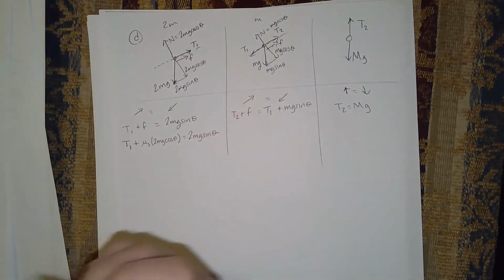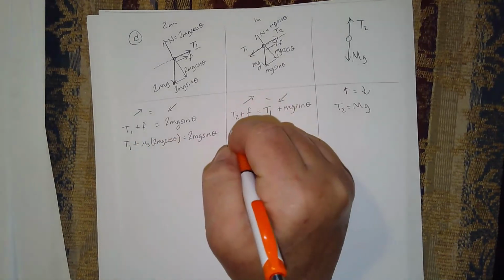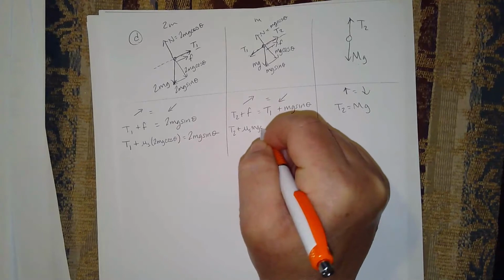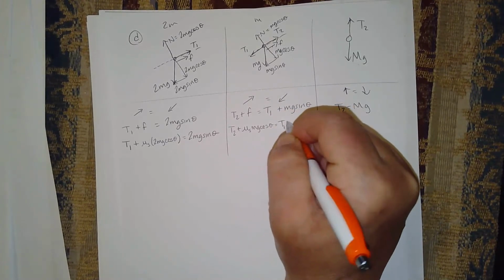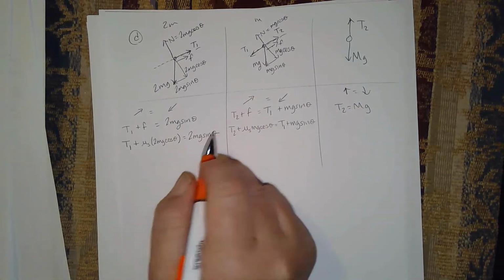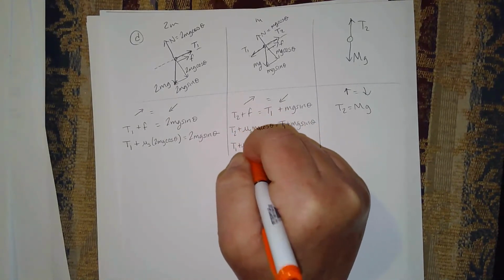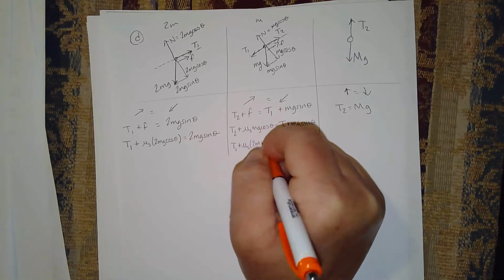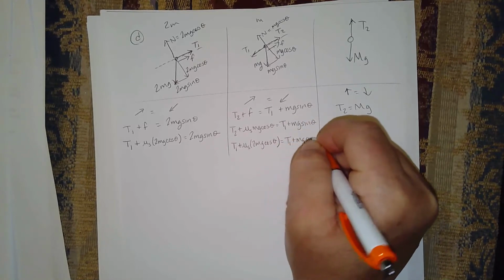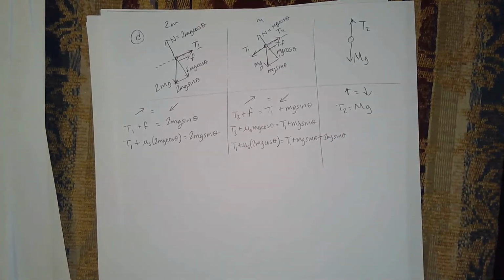Okay, this is going to give me something to do with T1. So I'm going to rewrite this one. I've got T2 plus mu static times mg cosine theta is equal to T1 plus mg sine theta. Now I'm going to write this equation because I love elimination. I'm going to put this underneath this. So I've got T1 plus mu times 2mg cosine theta is equal to T1 plus mg sine theta plus 2mg sine theta. Got a little bit bigger than I had room for there.